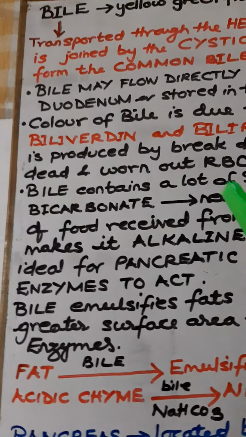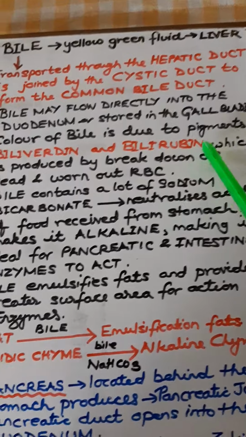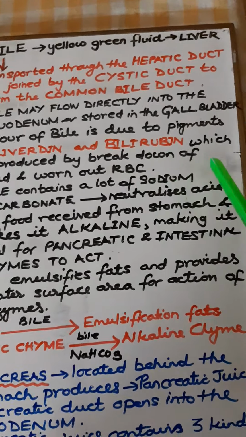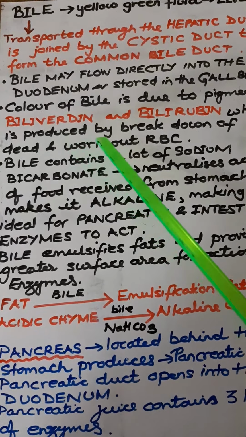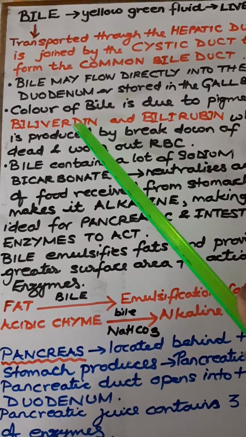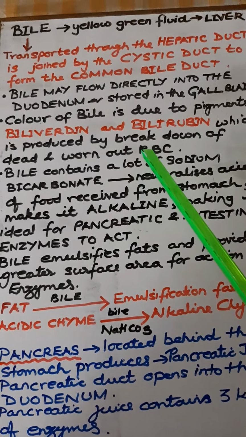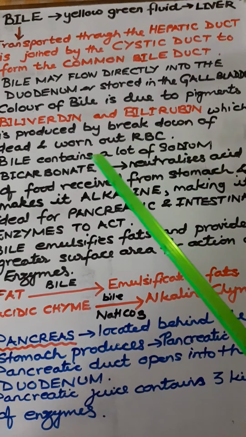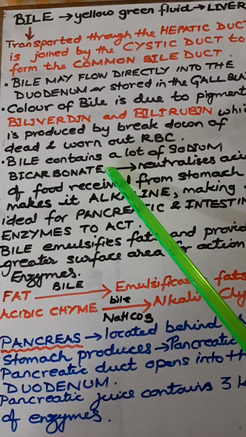Now the color of the bile is due to the pigments present in it called biliverdin and bilirubin, which are produced by breakdown of dead and worn out red blood cells. You must remember this. Biliverdin and bilirubin are produced by the breakdown of dead and worn out red blood cells. Bile contains a lot of sodium bicarbonate.